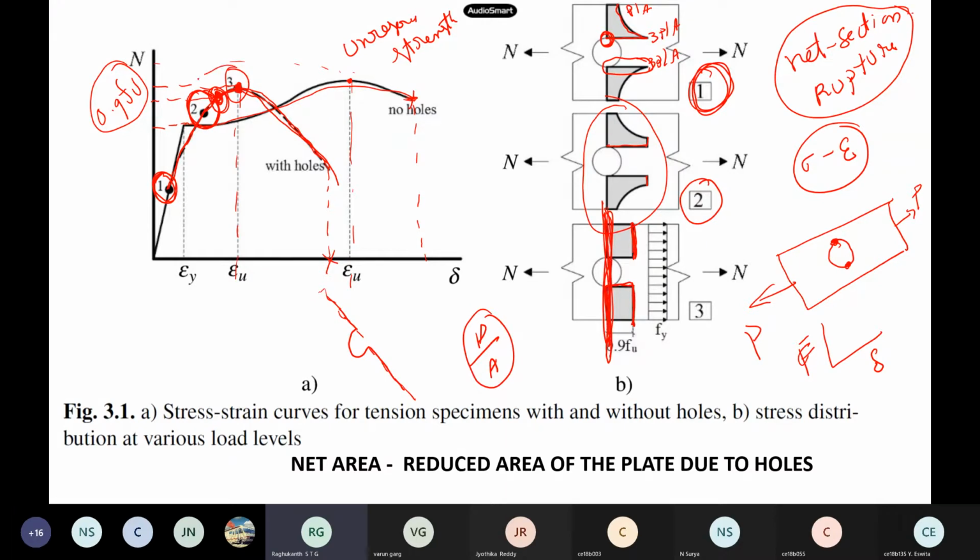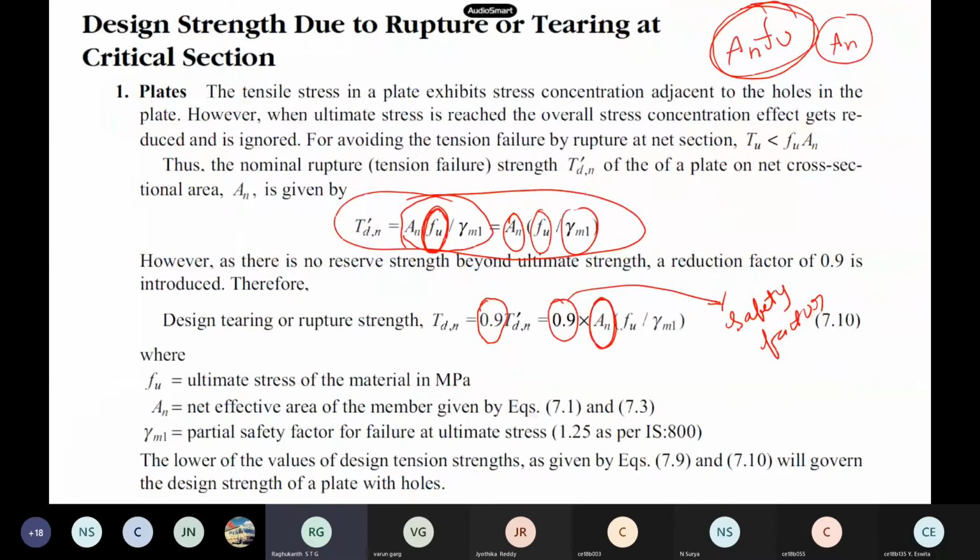You can see the elongation and ductility is not much when you compare a plate with no hole and a plate with a hole. That's why, when holes are there, we go up to Fu, the ultimate stress. But to be on the safe side, the code uses 0.9, which is another factor of safety used in the code. So here we use Fu. Be careful.